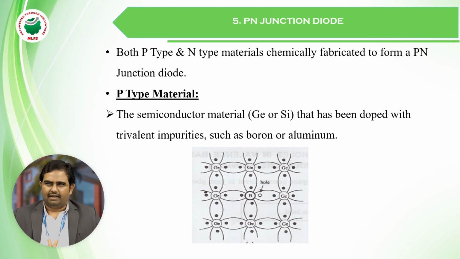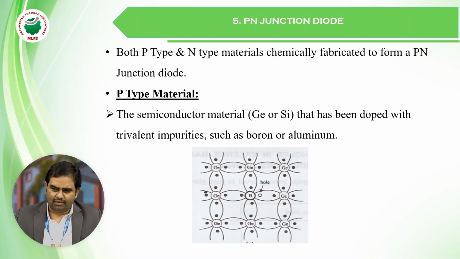Coming to the P-type material, how is it formed? Trivalent impurities such as boron or aluminum are added to either silicon or germanium to form a P-type material. If you observe this figure, by combining boron with a germanium atom, these bondings are prepared and here one hole is formed. In this way it will work.